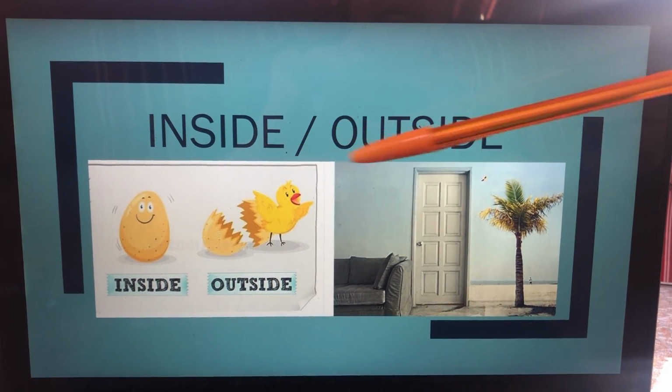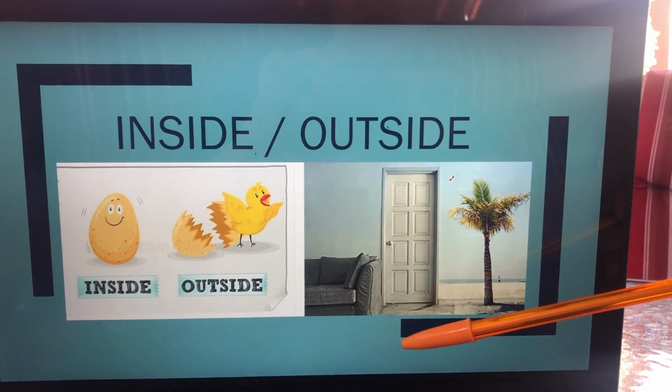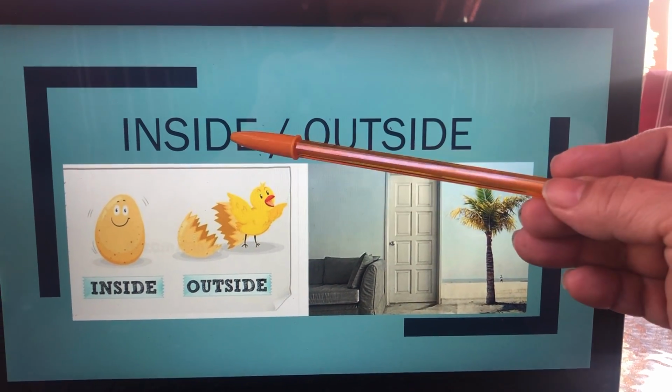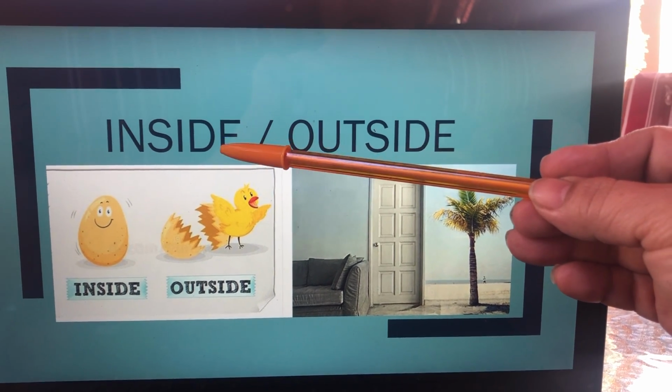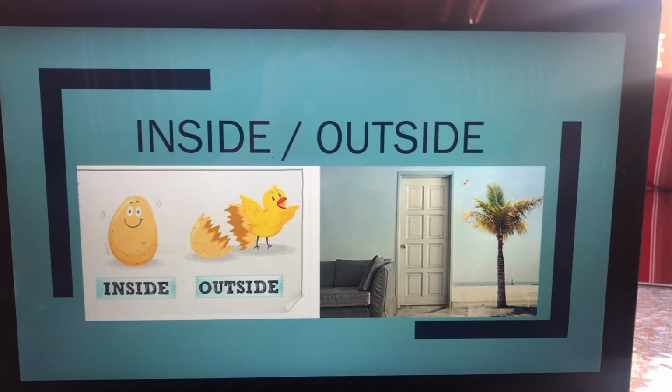Remember, when you use inside, outside, you have to use the verb to be, depending on the subject that you are using. For example, I am inside my house. You are outside Escuela Politécnica.